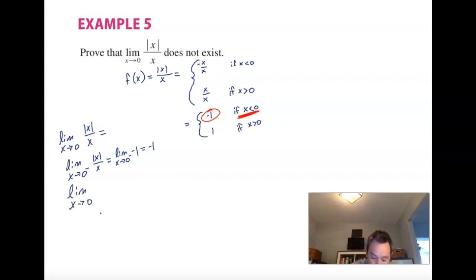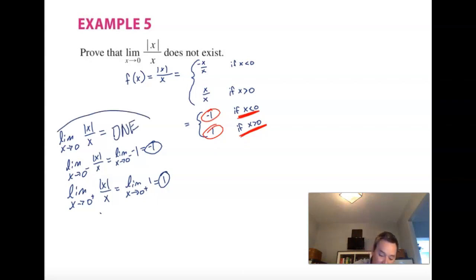Then if I let x approach 0 from the right, what piece of the domain am I on? I'm on the positive side of 0 because I'm approaching from the right. So I'm using that piece of the function. So the limit as x approaches 0 from the right of 1. Limit of a constant is a constant. Now my left-hand limit and right-hand limit don't approach the same overall value. So we say that the limit does not exist.